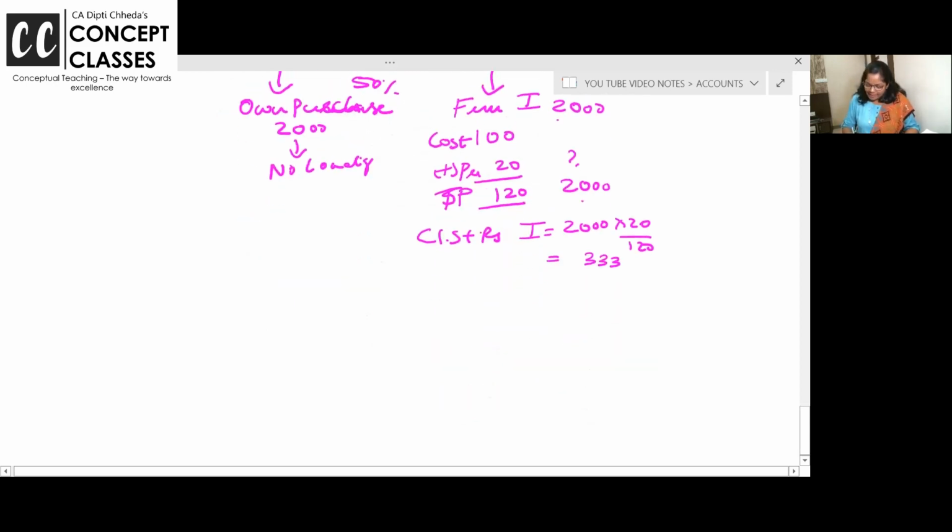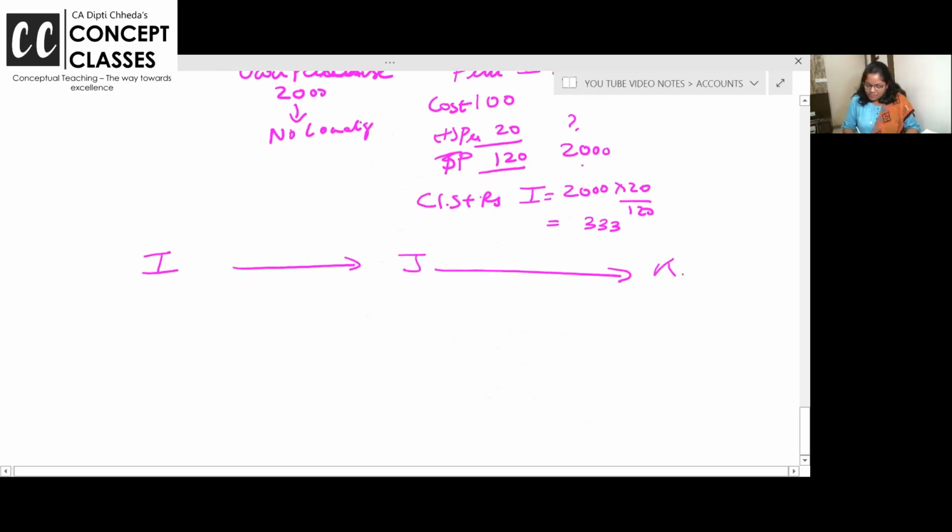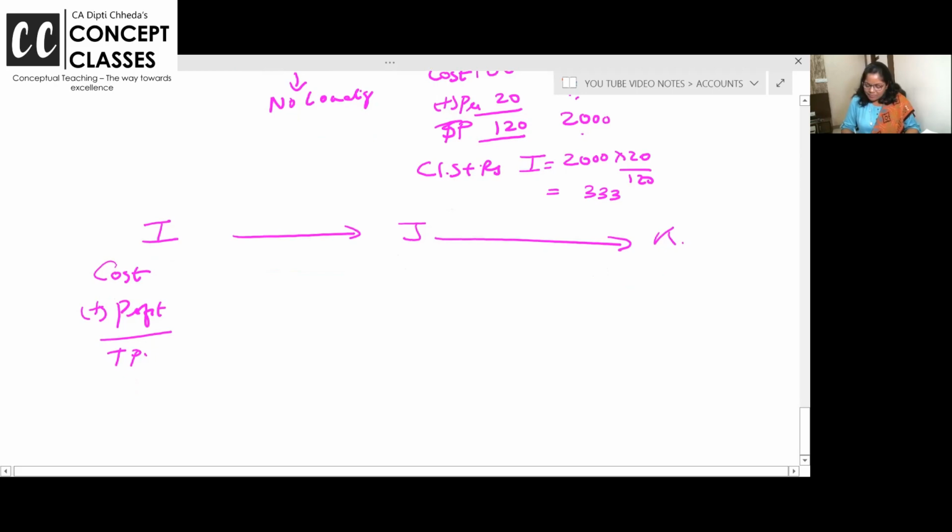Look at the diagram I'm giving you. I is transferring to J, J is transferring to K. Look now. I is saying cost, profit, and transfer. Let me draw this diagram. You'll understand the whole story. I is saying 1667 goods with 333 profit. Profit is 120, 120. 2000 I'm giving to J.